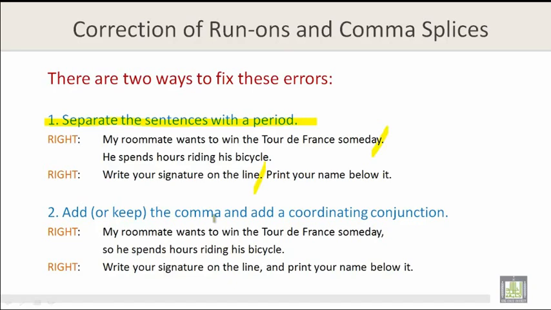Another way to fix this error is to add or keep the comma and a coordinating conjunction. For example, my roommate wants to win the Tour de France someday, comma, so he spends hours riding his bicycle. Write your signature on the line, comma, and print your name below it.